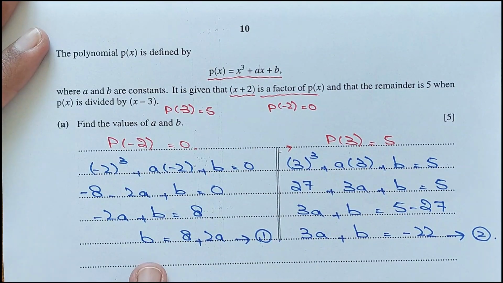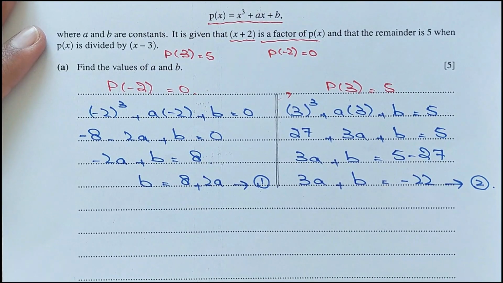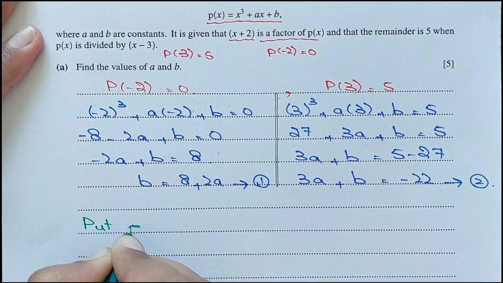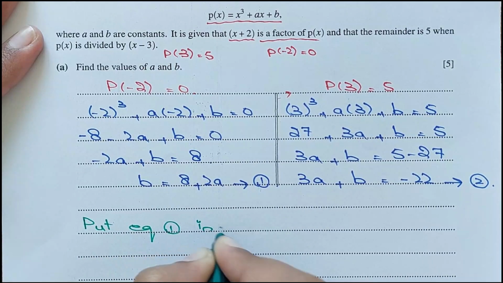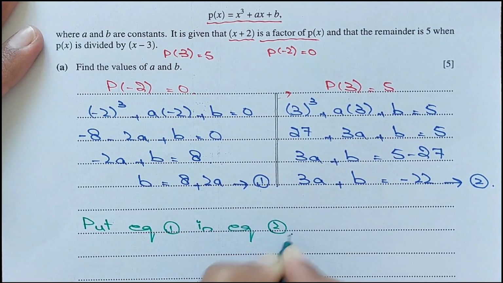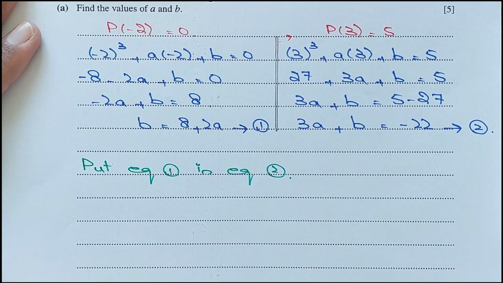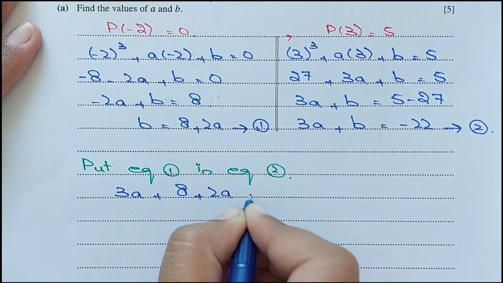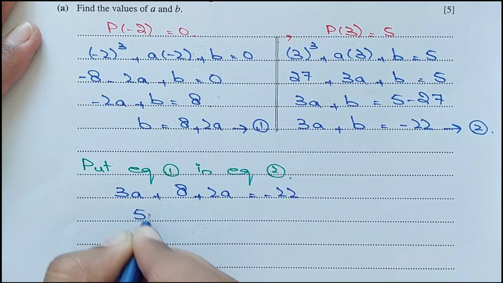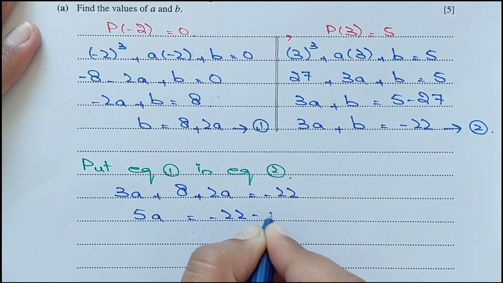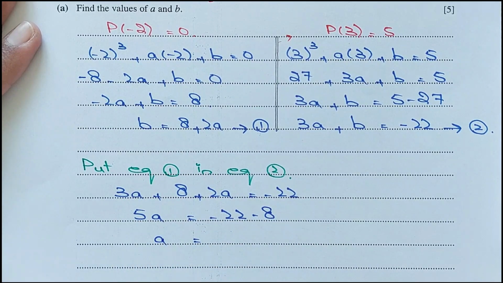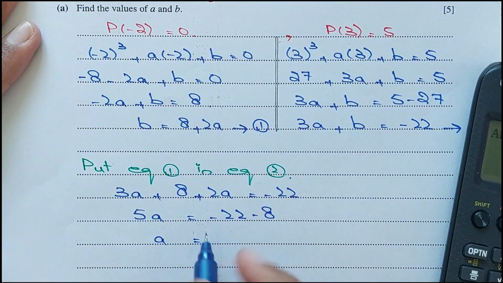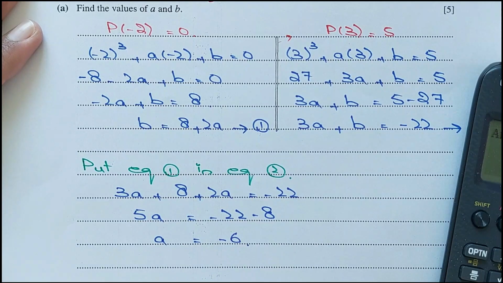So let me substitute the b value into the second equation to get the a value. So we can say put equation 1 in equation 2, right? So we can say 3a plus 8 plus 2a is negative 22. This is 5a would be minus 22 minus 8. So a would be equal to minus 22 minus 8 divided by 5. This is negative 6. So we have the a value, which is negative 6.